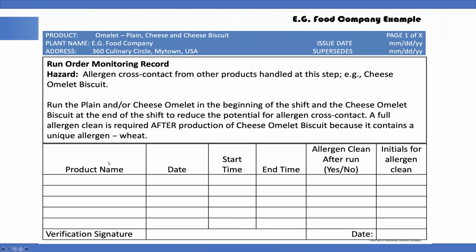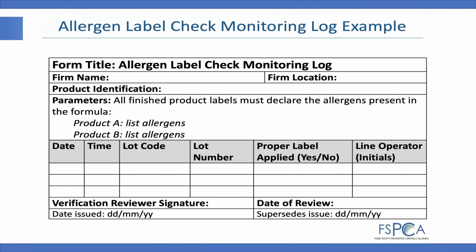This is the allergen monitoring record for sanitation to prevent allergen cross-contact. The allergen clean must be done after the production containing allergens, and process low-risk product first and then high-risk product later. This is the allergen label check monitoring log. The label for allergenic ingredients should be checked by production lot and by the line operator.